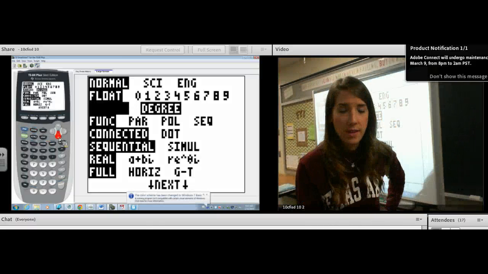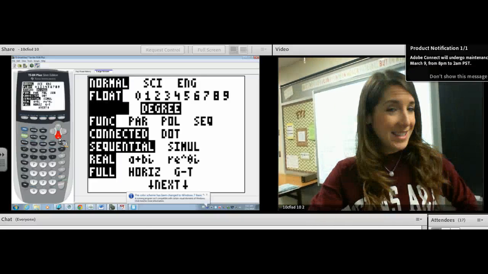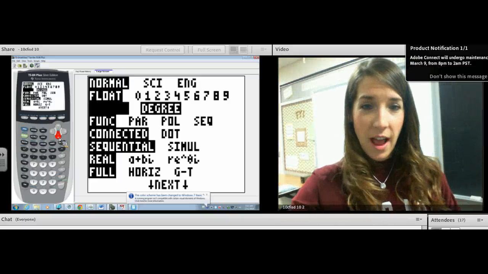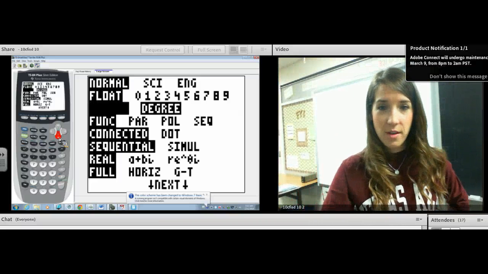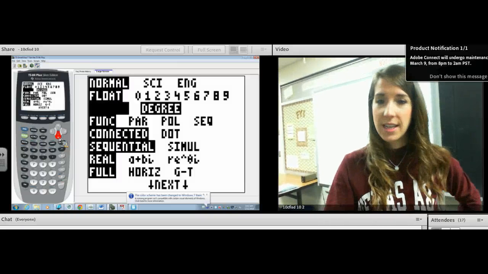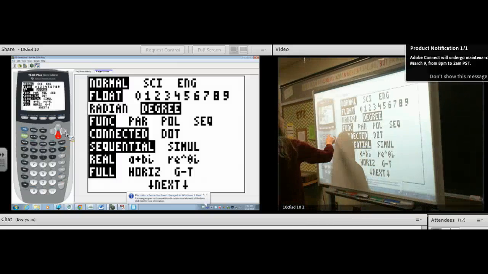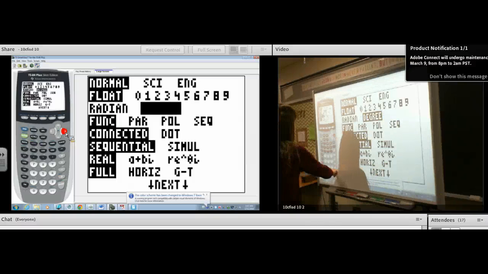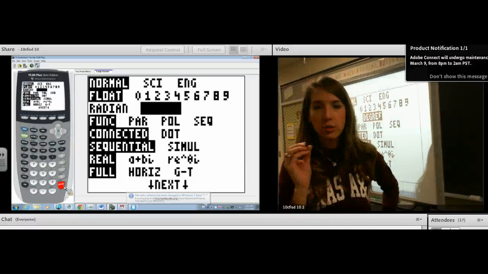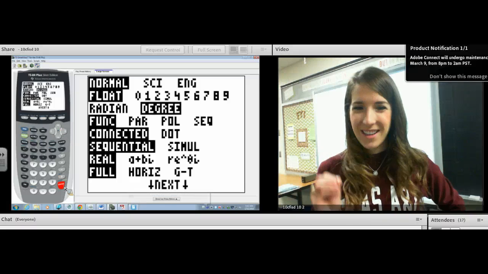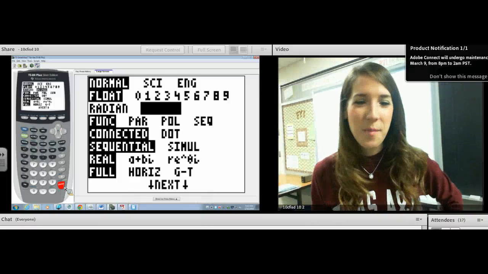Radians are another way that we can write angle measures. We are not going to deal with radians in geometry. I will let your next teachers deal with those. So in geometry, we're going to stick to degrees. So you need to put your cursor over to degree and press enter. And you need to make sure degree is dark. They both start with a D. Degree is dark.